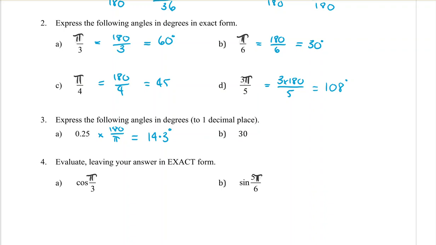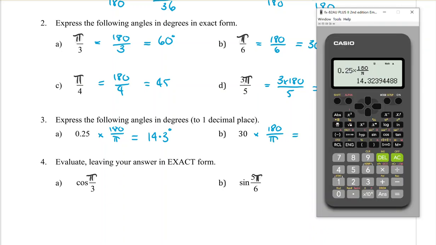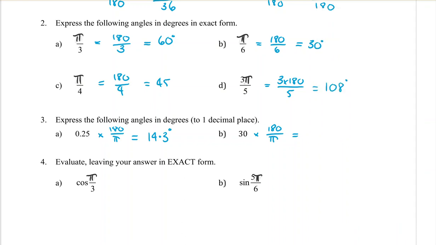Next one, same thing. To convert that into degrees, I need to times it by 180 over pi, and just type that into your calculator. So 30 times 180 over pi is a very, very big angle, because 30 radians is very, very large. So that's 1718.9 degrees.